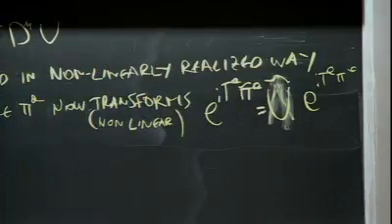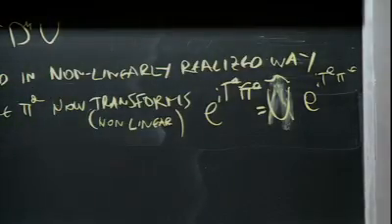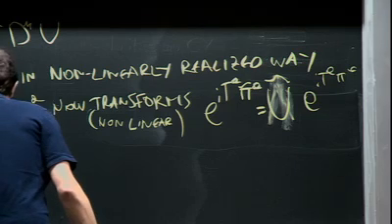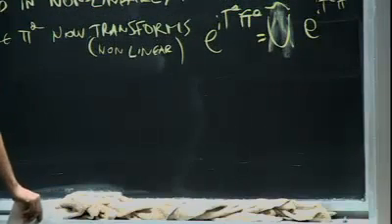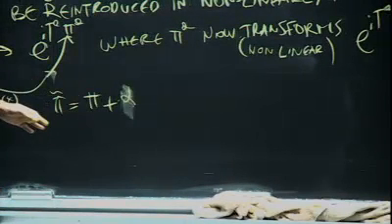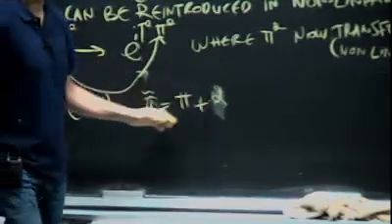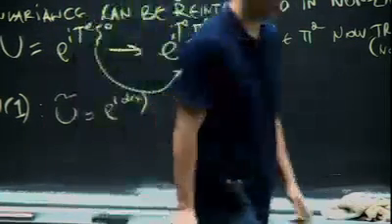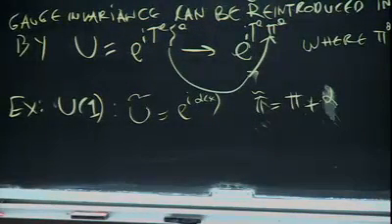For example, if the group was a U(1) gauged, then this U tilde is nothing but e^{i alpha(x)}, and this means that pi tilde is equal to pi plus alpha. So you see that this is a nonlinear transformation. Zero is not mapped into zero. It's a very simple nonlinear transformation, but it's nonlinear, because for a linear transformation, zero goes to zero.